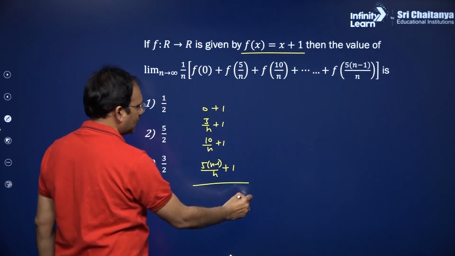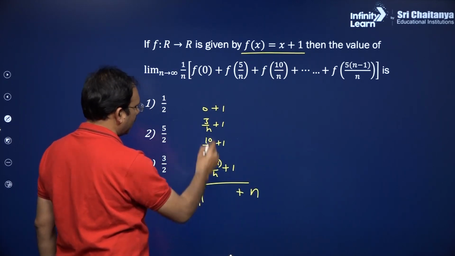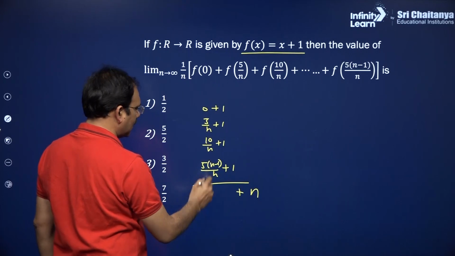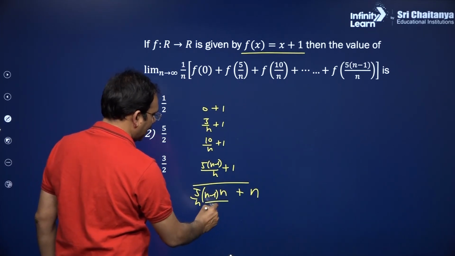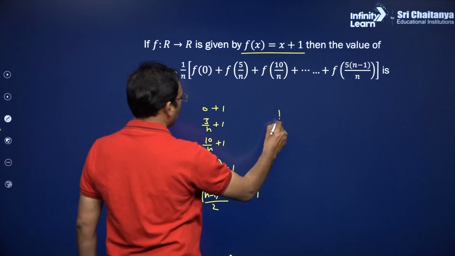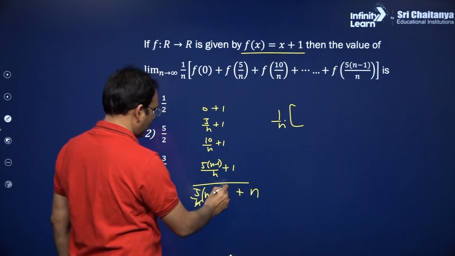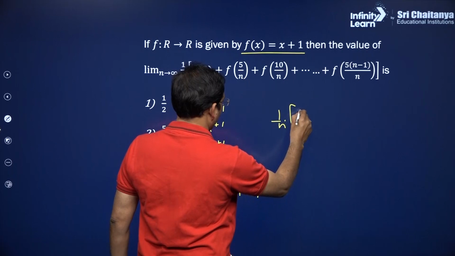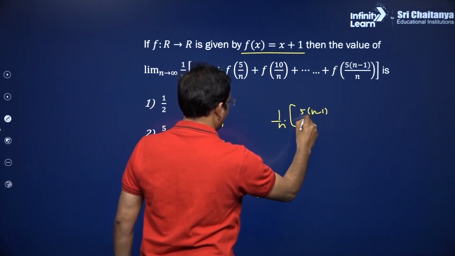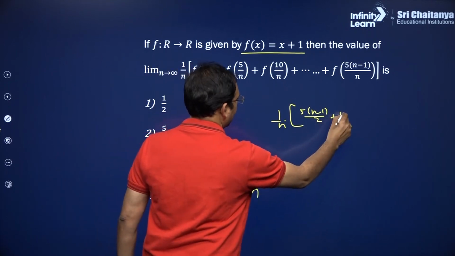If you add all these, 1 is added n times. If you take 5 by n common, 0 plus 1 plus 2 plus and so on, sum of first n minus 1 natural numbers, n minus 1 into n by 2, this is the sum. So, 1 by n into, my dear friends, if you cancel n, this is 5 into n minus 1 by 2 plus n, my dear friends.